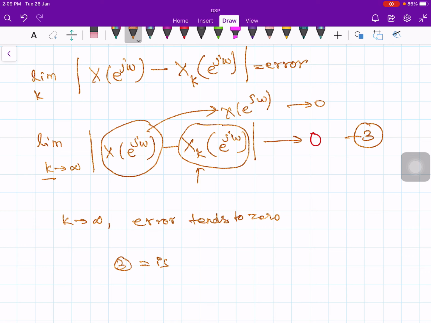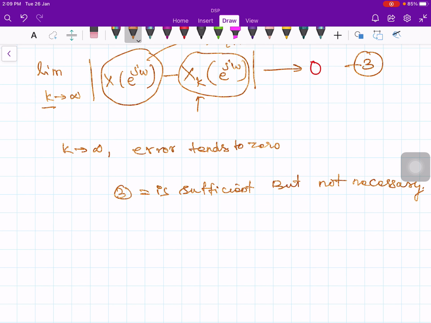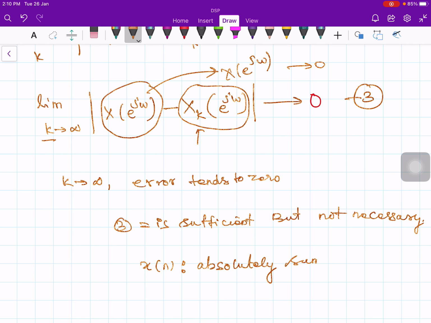We will show this. You will see one of the sequences which always will have a DTFT, which satisfies equation number 3. Which satisfies this criterion, and that is x of n is absolutely summable. Whenever the sequence is absolutely summable, then that will satisfy equation number 3.